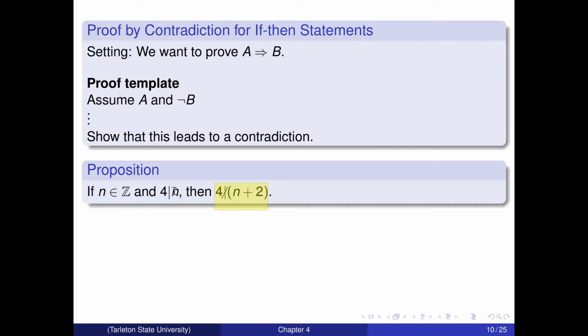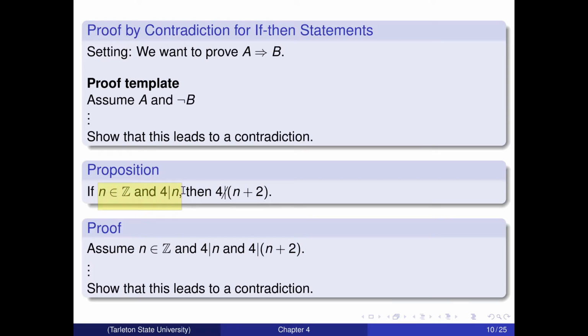So the way we do a proof by contradiction is we assume this part and we assume the negation of this part. So we are going to assume that n is in Z. We are going to assume that 4 divides n. And the negation of 4 does not divide n plus 2 is that 4 does divide n plus 2. So we're just going to assume that all of this is simultaneously possible. We're going to show that leads to a contradiction. And that means that this cannot all be possible at the same time, so that whenever this is true, this must not be true. That's how we're going to approach this.